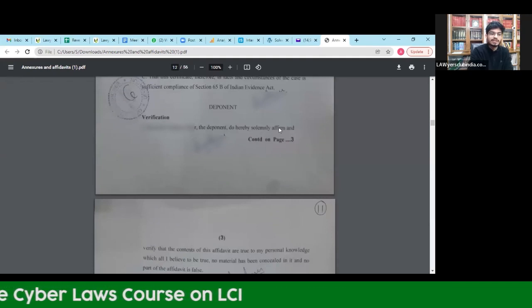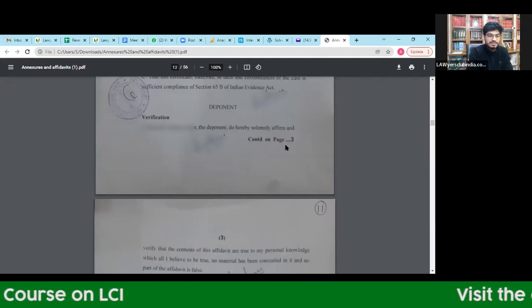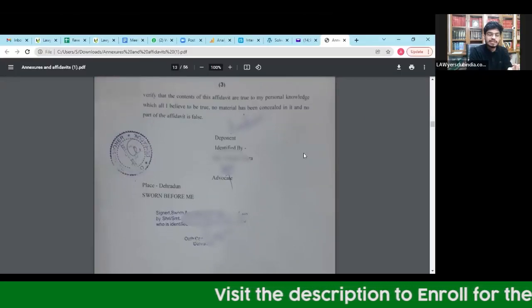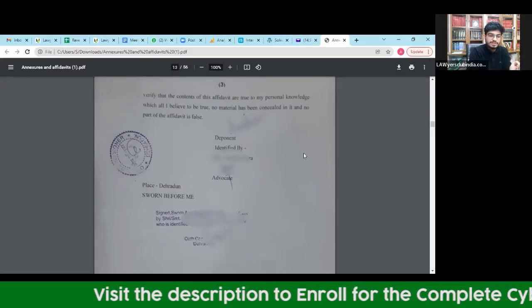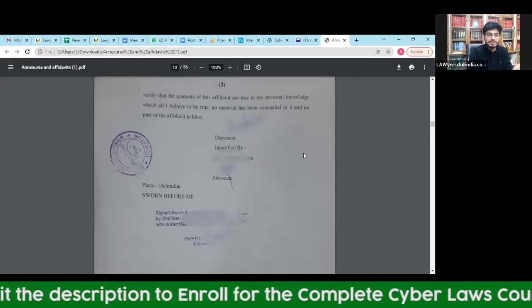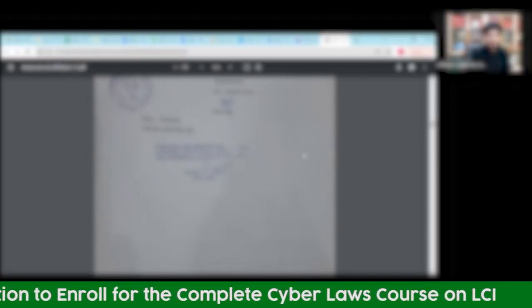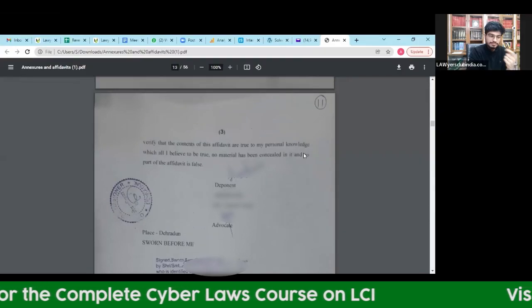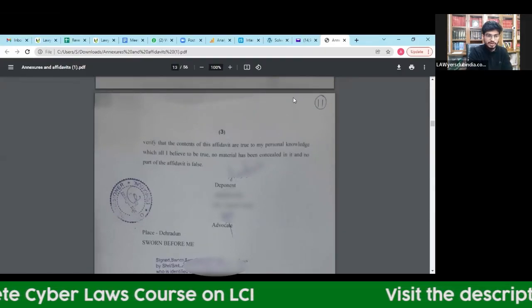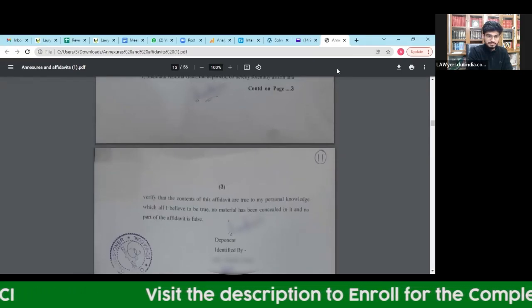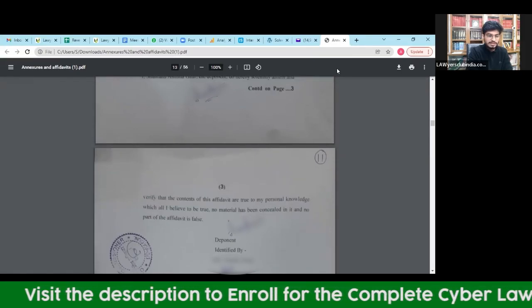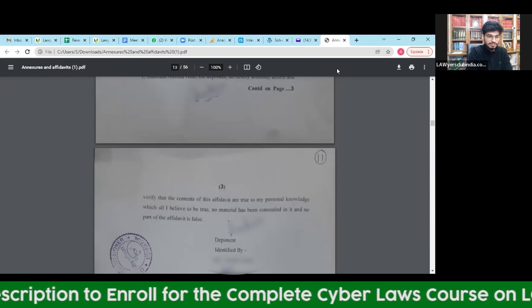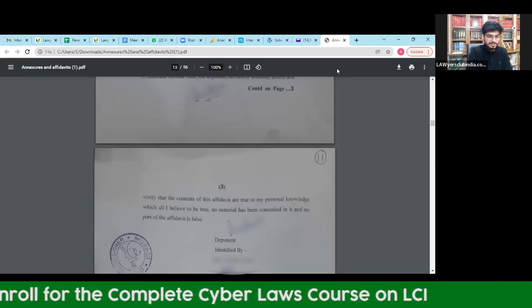Then comes the verification. This, again, is the verification that we have already talked about. And then you place your name and you sign, and there is your pleader that signs, and there is the relevant stamping that you have to do for it to be brought into the court. I'll show just one other document which is relevant. And after that, I think I'll close my presentation.